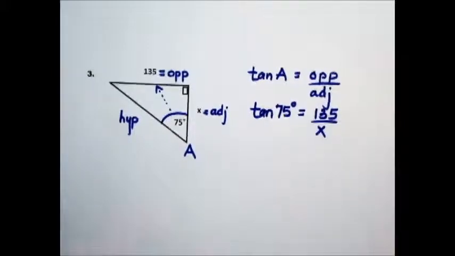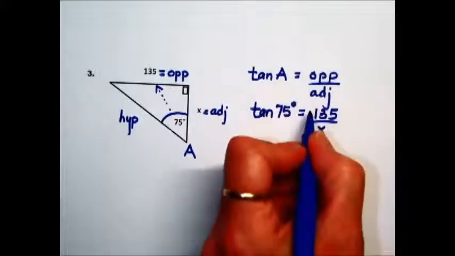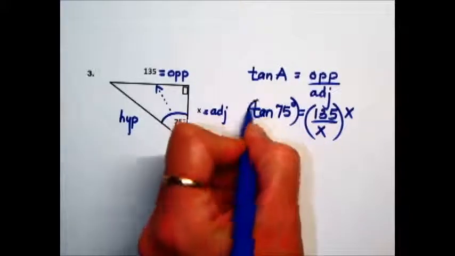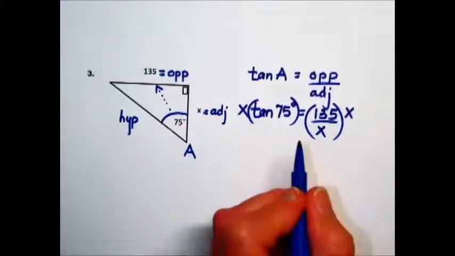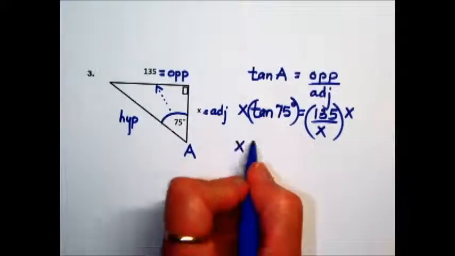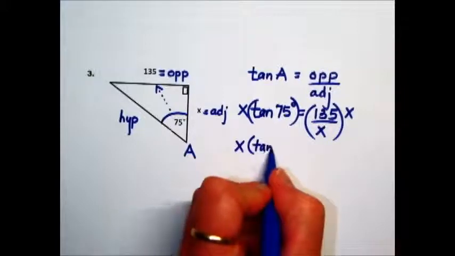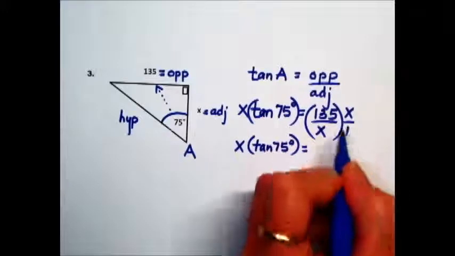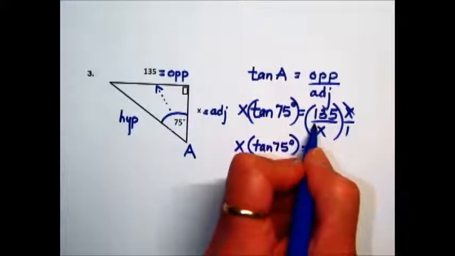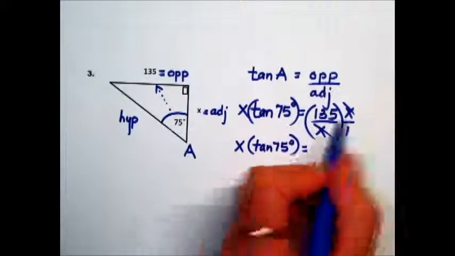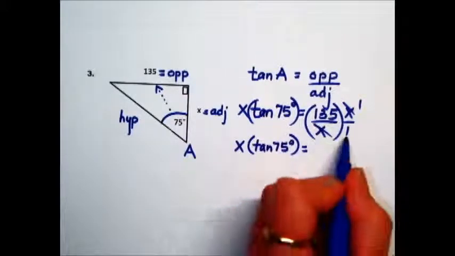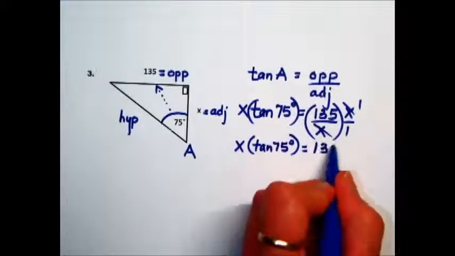To get X solved for in this problem, we want to get it out of the denominator and eliminate this fraction. To do that, we'll multiply both sides by X, maintaining equality. We'll leave the left-hand side as is for a moment. On the right-hand side, the X in the numerator cancels out the X in the denominator. X divided by X is 1. 135 times 1 divided by 1 is 135.